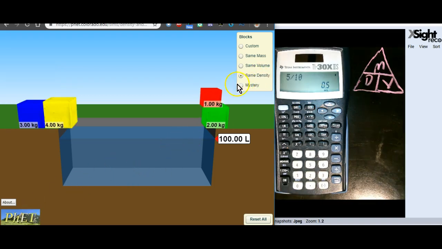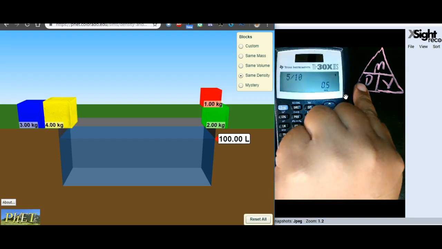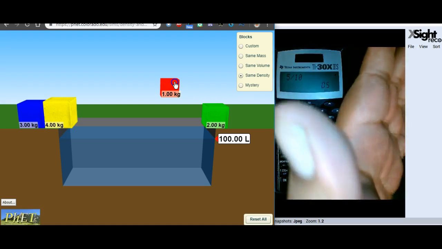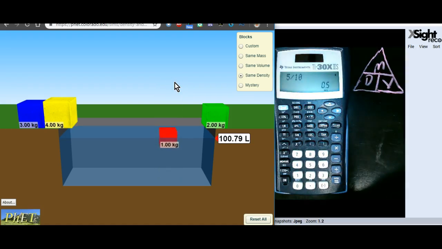All right, next one, same density. So all these, the answer is going to be the same. So density, what basically this button is saying is density is going to be the same for every single one. But notice the masses and the volume are all over the place. Okay, so here we go. What's our mass? 1 gram. I can see that on the red block. Okay, how much space does it take up? Let's dunk it in.